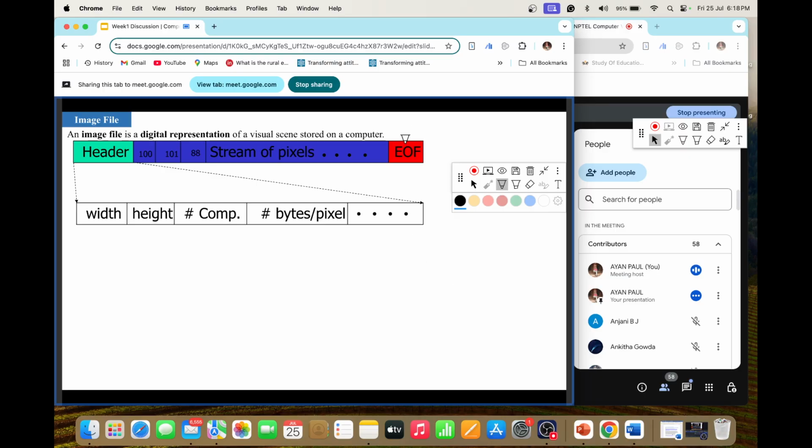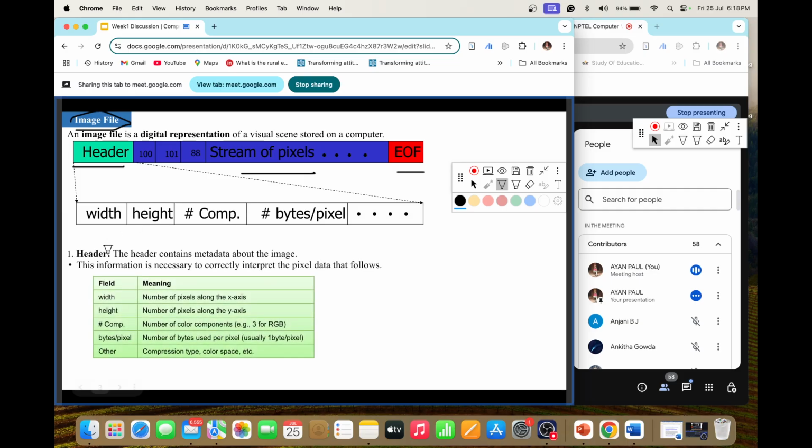We cannot have an image here and there. We have to store it in a place. So how do we store it in a computer? We store it in the form of an image file. This is a typical representation of an image file. Here we have three sections: header, then a stream of pixels, and then EOF. These are the three major sections of this image file.